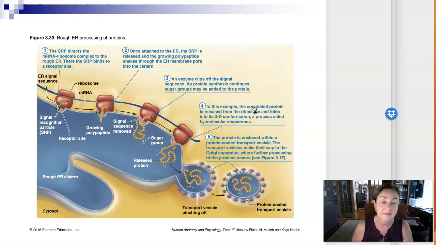I hope that makes sense. It would have no means of getting out of the cell. And so it's probably an enzyme or something like that that's going to work in the cytoplasm, compared to a protein that's produced on a fixed ribosome. Because it's packaged in a membranous vesicle, this protein could be released from the cell through exocytosis.